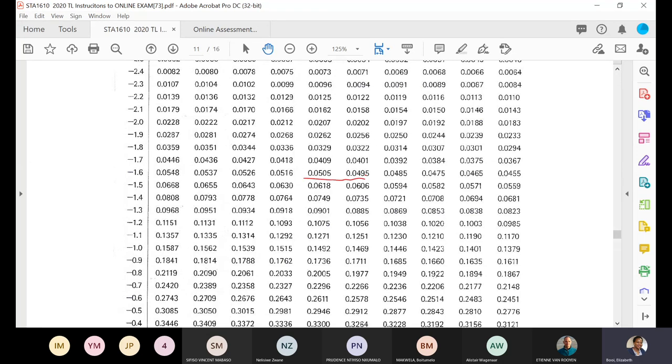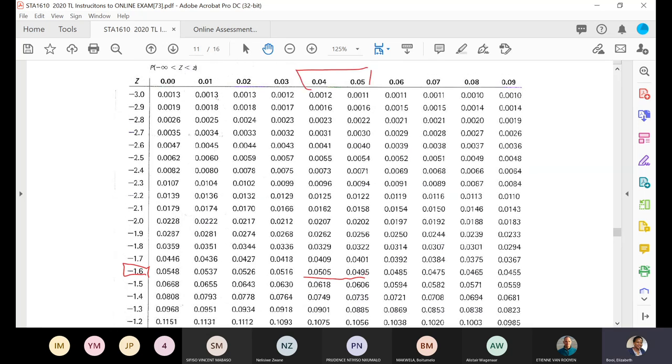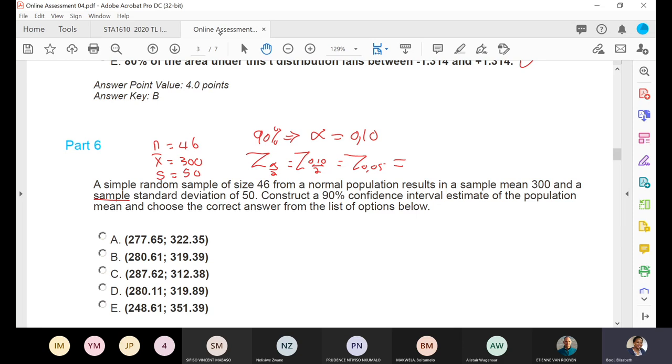0.05, which is the only one where it uses three decimal values: 1.645. For 90%, you need to know that.